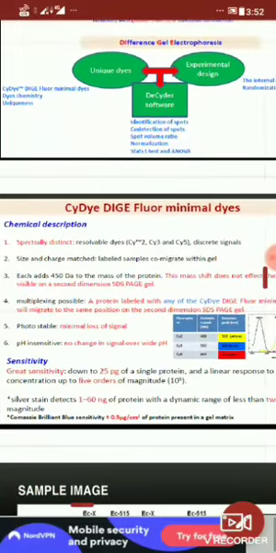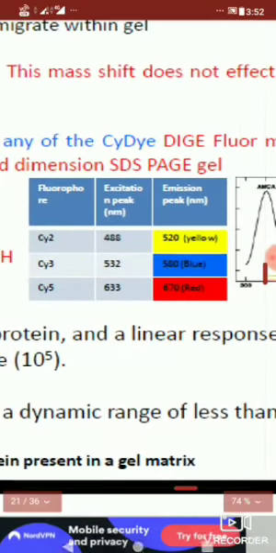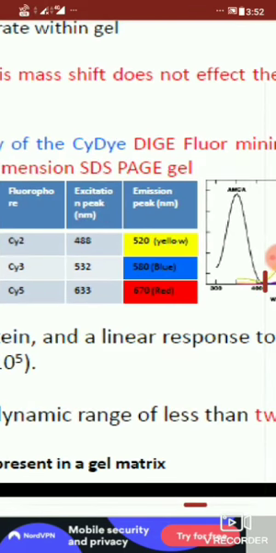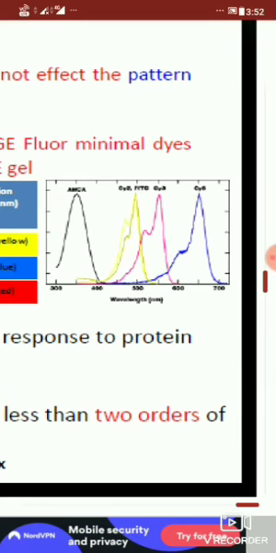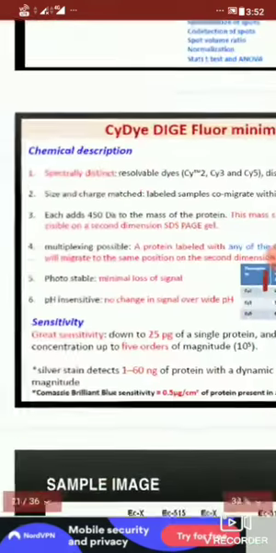A little more information about the fluorescent dyes that we use. Here you can see CY2 excitation peak is at 488 nanometers, whereas emission peak is at 520 nanometers, and it produces a yellow color fluorescence. Similarly, CY3 blue color fluorescence, CY5 red color fluorescence. So this is how each one will get excited, and the emission is at different nanometers.